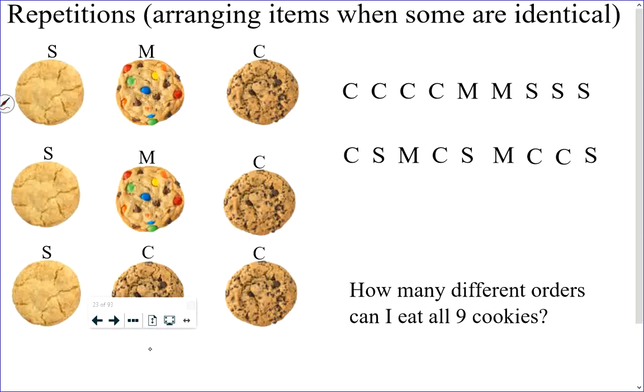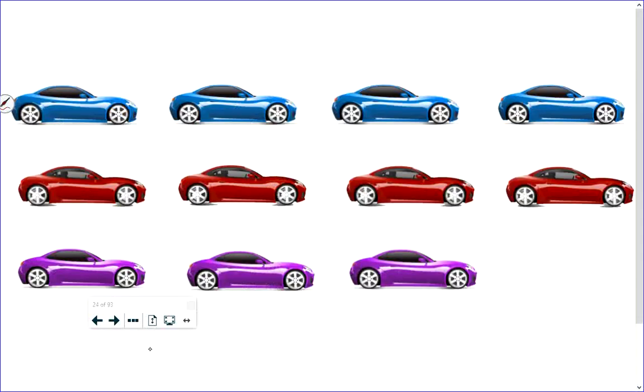So what we're really talking about when I say how many ways can I eat these cookies, I'm saying how many ways can I arrange these letters? Because each arrangement is a way to eat the cookies. If I had these vehicles, toy cars, real cars, whatever, I have 4 blue, 4 red, and 4 purple cars. How many ways could I park them in a line? Well, ultimately what I'm asking you is, how many ways can I arrange those letters? Because each of those arrangements is a way to park them in a line.